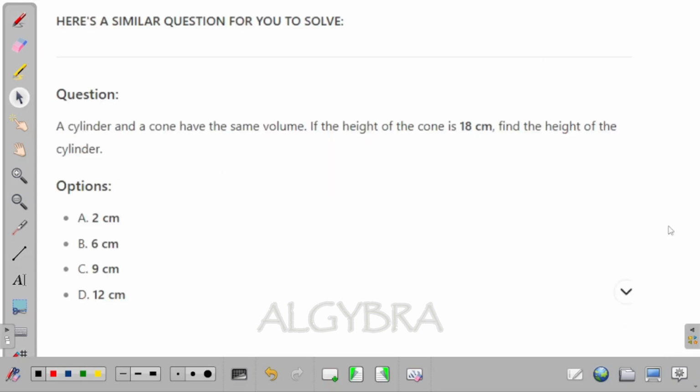So based on what we've learned in this video, here is a similar question for you to solve. It says, a cylinder and a cone have the same volume. If the height of the cone is 18 centimeter, find the height of the cylinder. And now the options are option A is 12 centimeter, option B is 6 centimeter, option C is 9 centimeter, and option D is 12 centimeter.